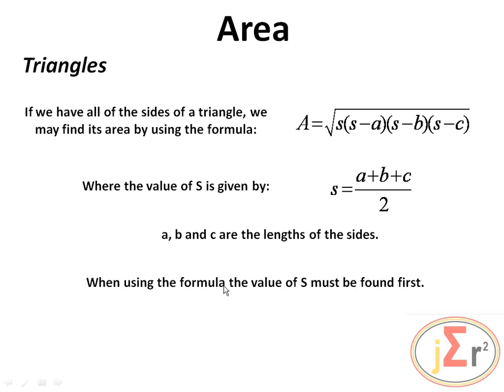So when using the formula, the value of S must be found first. So the area is what? The square root of all of S times S minus A times S minus B times S minus C. But of course, we need to find S first. S is the semiperimeter, or is found by adding all of the sides of a triangle and dividing the result by 2.